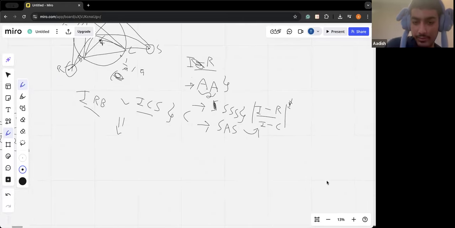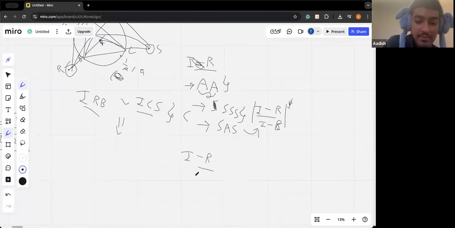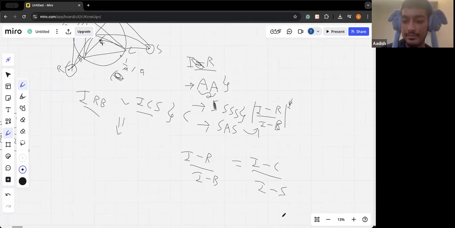Right. Oh, so we don't need the magnitude. We just do it normally. So when you want to prove two triangles similar, you can just set (I minus A) over (I minus B) equal to what's corresponding to it, (I minus R) over (I minus S). And that's how you prove triangles are similar.